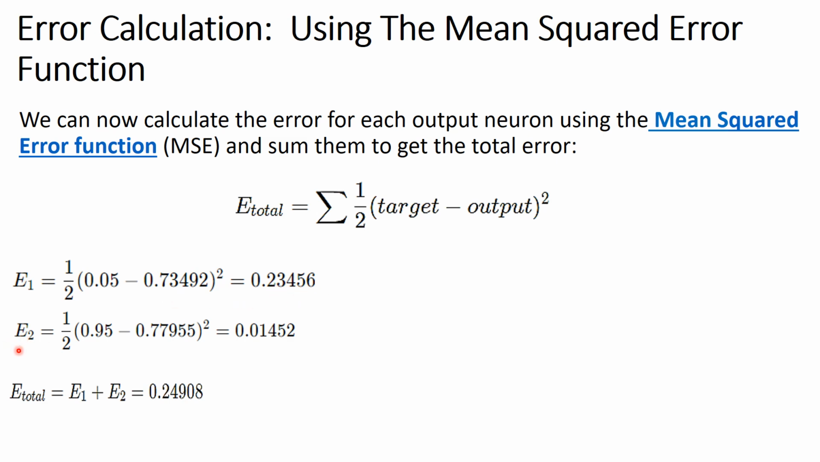0.23456. For E2, it's half 0.95 minus 0.77955 all squared, and 0.95 is the target output from neuron O2, and 0.77955 is the output we have just calculated, and the value of this equals 0.01452. E total equals E1 plus E2. E1 plus E2 gives 0.24908.